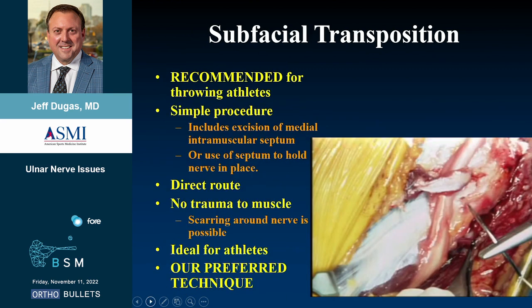And then subfascial transposition is really the one that most of us do, whether we're using a sling of the ulnar of the intermuscular septum or a leash of the fascia from the flexor pronator mass. Either one of those works. It does create a direct route.